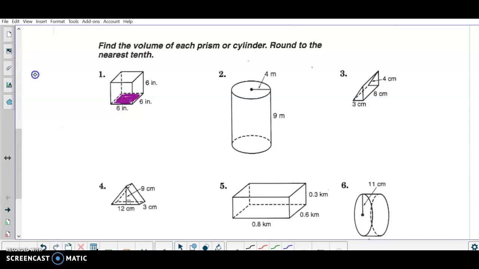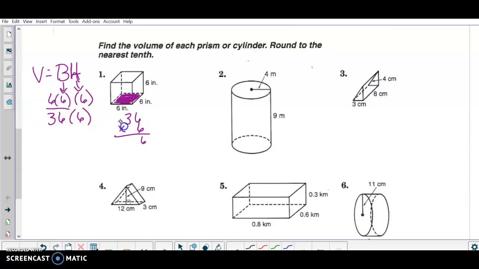So I know that I have V equals big BH, and to find area of a square, I'm going to say 6 times 6. And then because this is a cube, I can go ahead and say times 6. So 36 times 6. Come over here to do that. 36, 18, 19, 20, 21. So my volume is 216 inches cubed. So very much like you did if it's a cube or a rectangular prism, very much like you did in elementary, length times width times height.